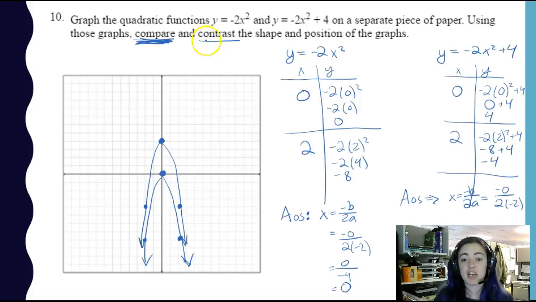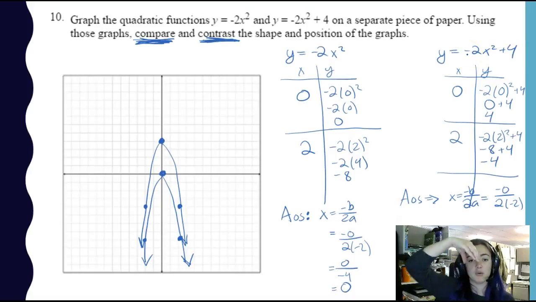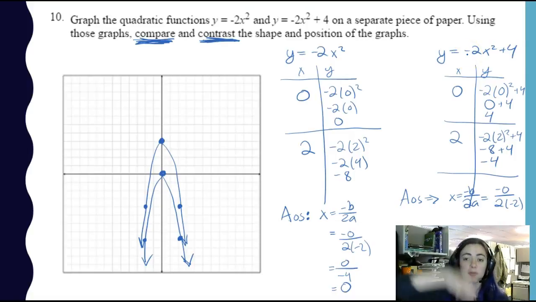For contrast, so what's different, I noticed that y is equal to negative 2x squared plus 4 is shifted 4 up on the y-axis. So I would say that it's up 4. When you are comparing and contrasting these graphs, you would want to type that out.